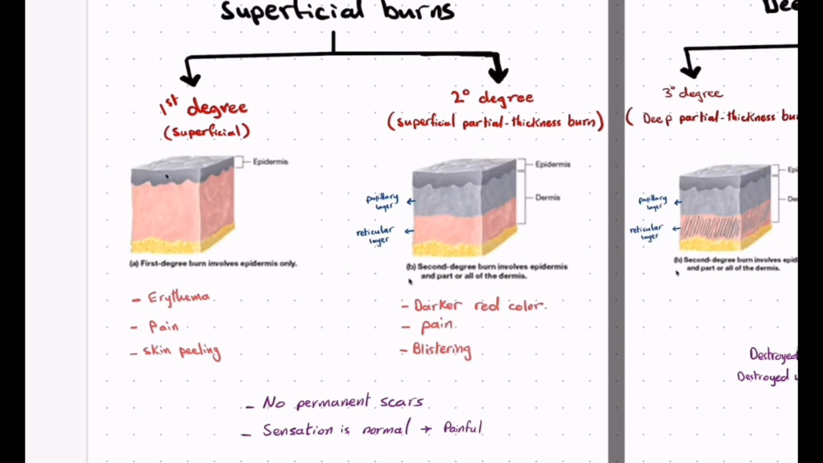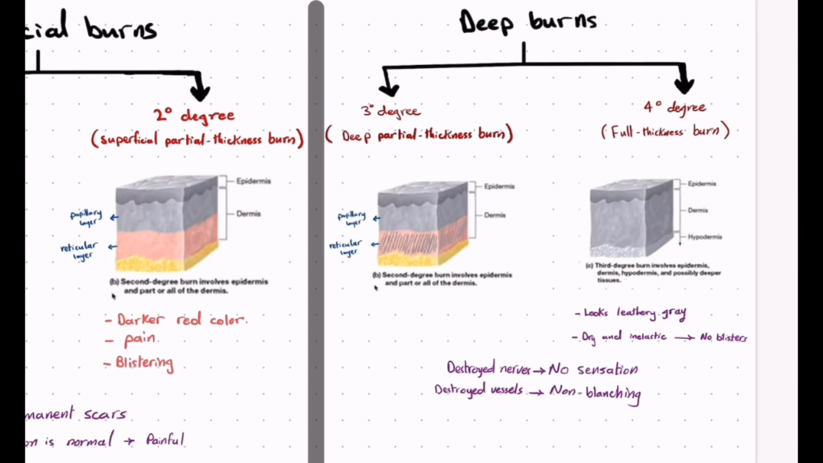The special thing about the superficial burns is that there are no permanent scars most of the time, and the patient feels the pain. Moving on to deep burns, there are the third and fourth degree burns. The third degree burn is also known as deep partial thickness burn. They are very severe burns and they are very graphic as well. Basically, from the name, it affects most of the layers of the skin, the epidermis, the dermis, and to some extent it might involve the subcutaneous layer.